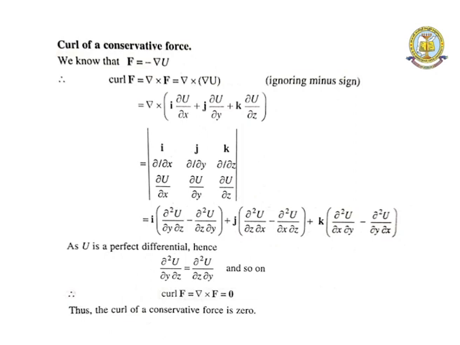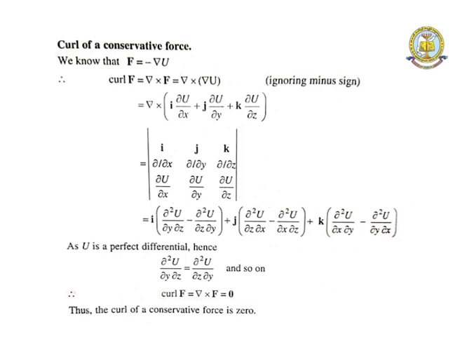Similarly, when the j term is closed, the cross multiplication is lower to upper: dou by dou x into dou U by dou z gives dou square U by dou x dou z, minus dou by dou z into dou U by dou x, which gives dou square U by dou z dou x. When the k term is closed, the cross multiplication of the x and y terms gives dou by dou x into dou U by dou y, dou square U by dou x dou y, and dou by dou y into dou U by dou x, dou square U by dou y dou x. In each case one term is plus and the other is minus, so both cancel. The j term cancels and the k term cancels, so all components are zero.